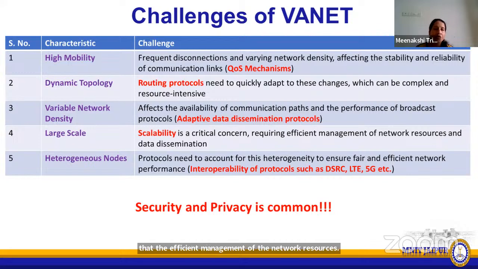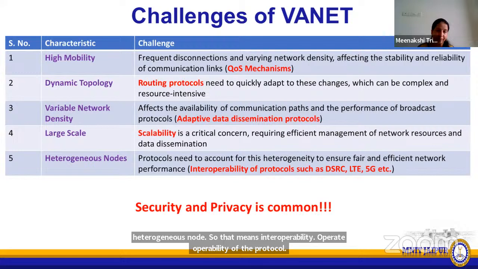Then the nodes are very heterogeneous. They vary in terms of their communication power and their computational capacity. So the protocols should be such that they can operate with these heterogeneous nodes. That means interoperability of the protocols such as DSRC, LTE, 5G should be there.